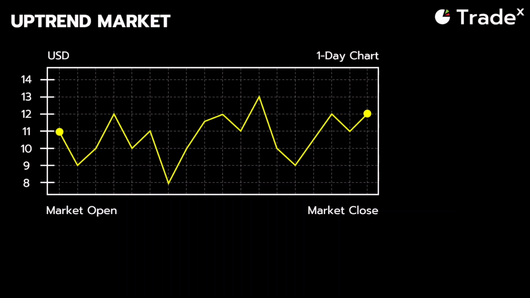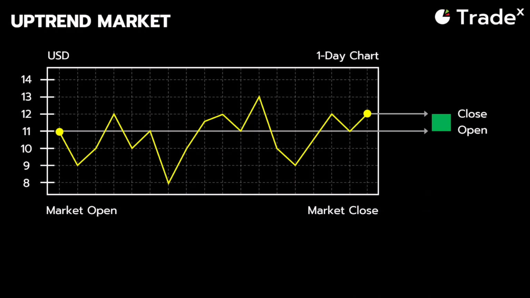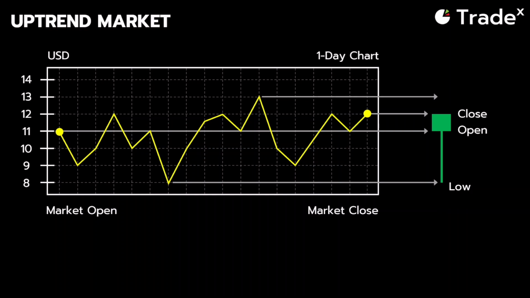Another example is when the opening price and closing price are close to each other, resulting in a small body for the candlestick. Once again, we identify the lowest point on the chart, which becomes the lower wick, and the highest point, which becomes the upper wick. The color remains green because the price closes higher at the end of the day.